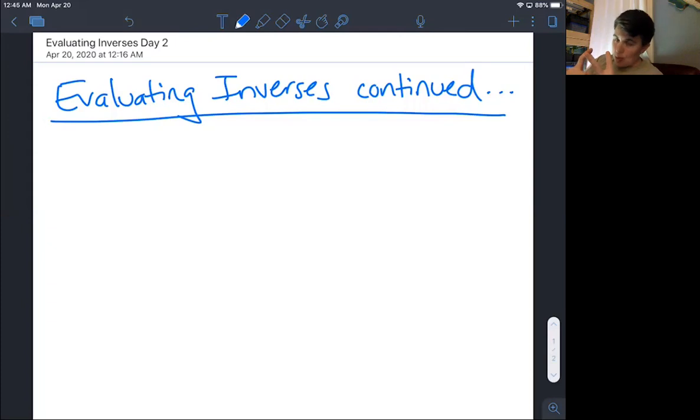Number two, with trigonometric functions, in order to have an evaluative answer for an inverse, we have to limit our domain. So there are restricted domains for each one of our trigonometric functions. For sine, cosine, and tangent, those are the ones that we talked about. And those restricted domains are called principal values.